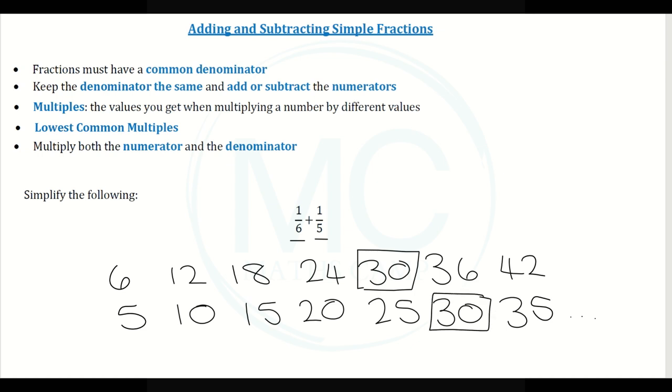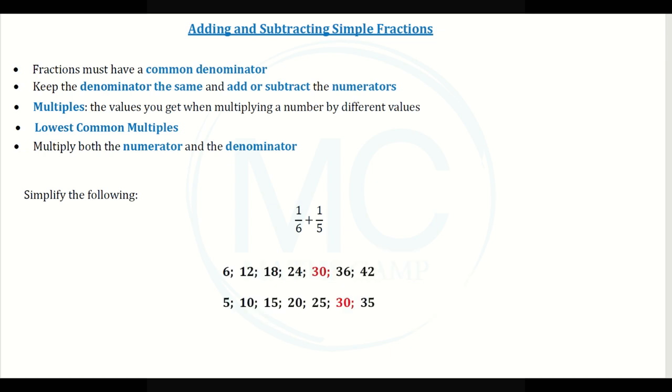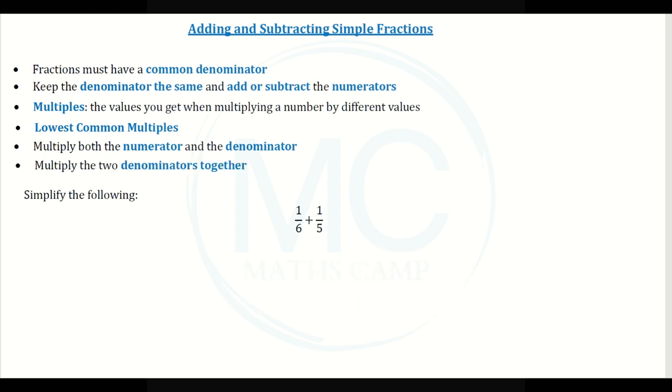So in cases like this, we need to multiply the denominators together. So in this case, we're going to say 6 times 5, and we're going to get a denominator of 30. But to multiply this 6 by 5, we multiply this whole fraction by 5. 5 multiplied by 1 gives us 5, so we get 5 over 30. Then for the second fraction, we're going to multiply it by 6.